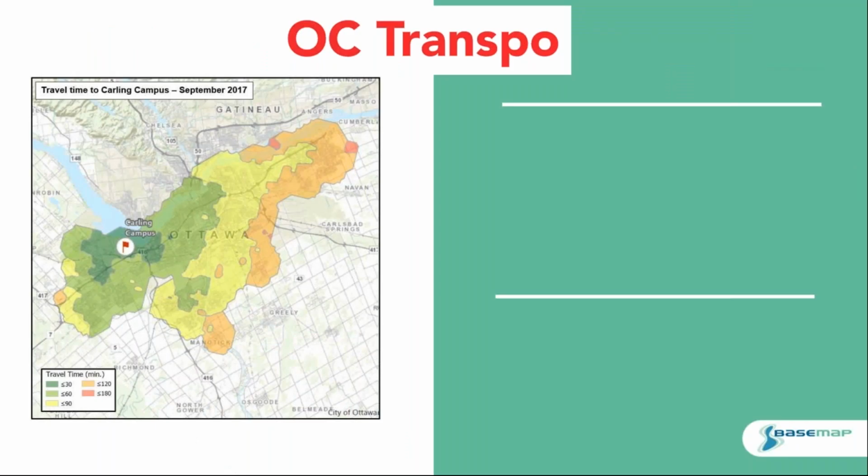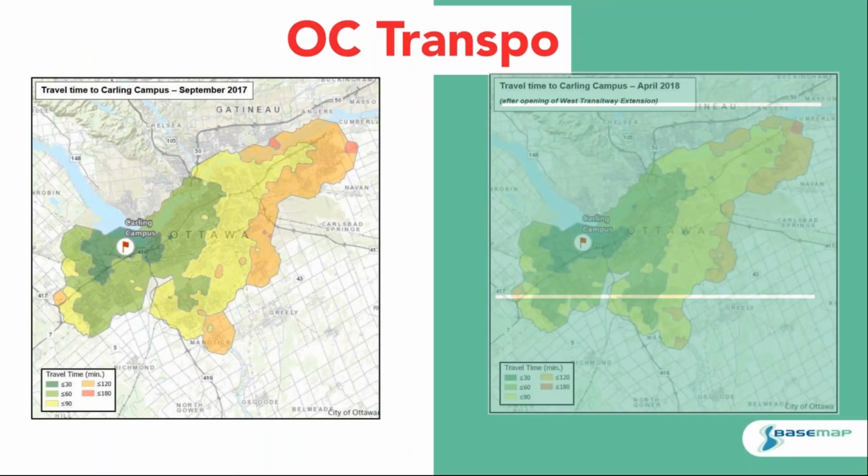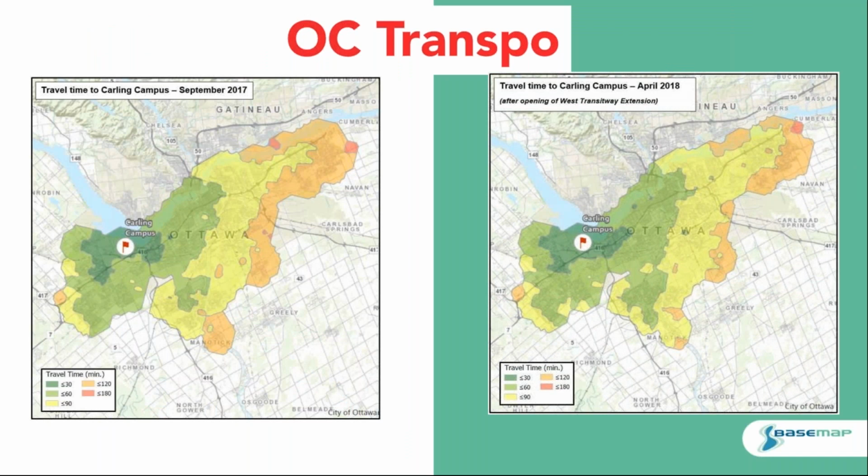It also meant improved accessibility to certain areas, where they were able to measure the impact of the West Transitway extension. So this was part of the Confederation line. And this map just shows the improvement to a particular campus with regards to people's accessibility.